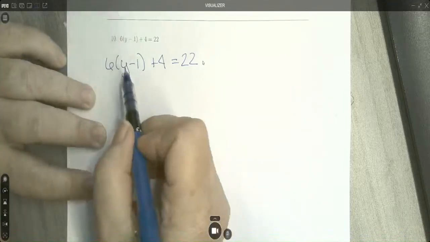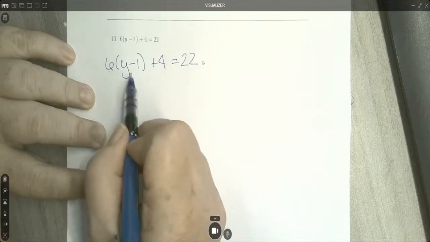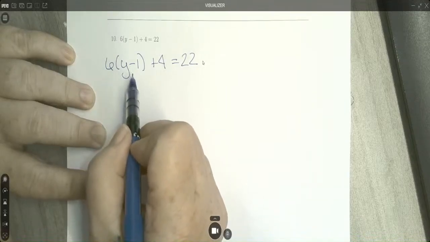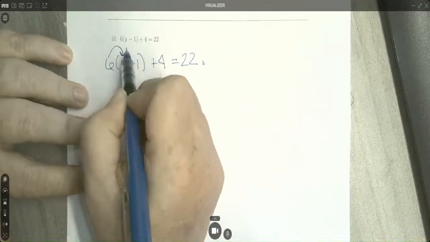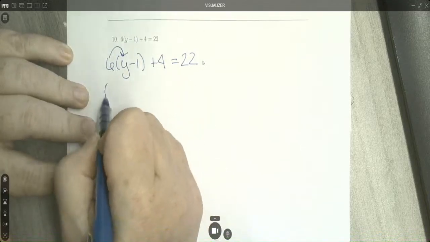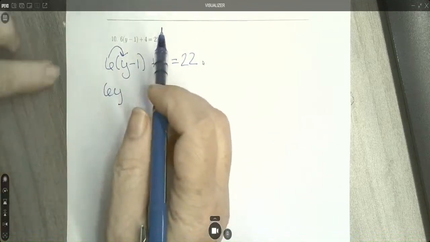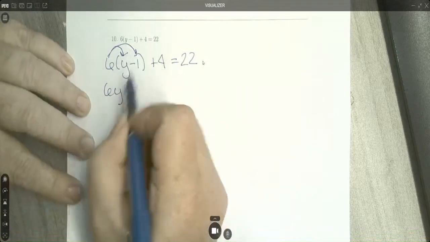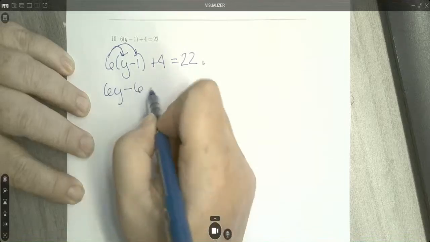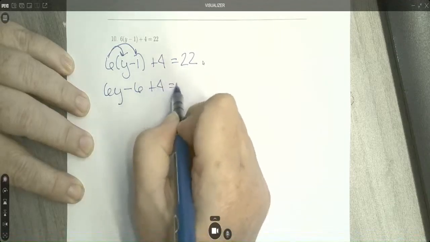Here's the deal. I still have a number next to a parentheses. So that still means I'm going to multiply. Actually, use the distributive property. So I'm going to take 6 times y. Now 6 times y is 6y. Okay. I'm going to take 6 times negative 1, which is negative 6. And then I'm going to rewrite everything else.